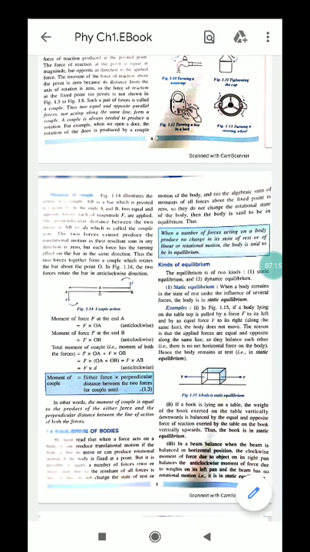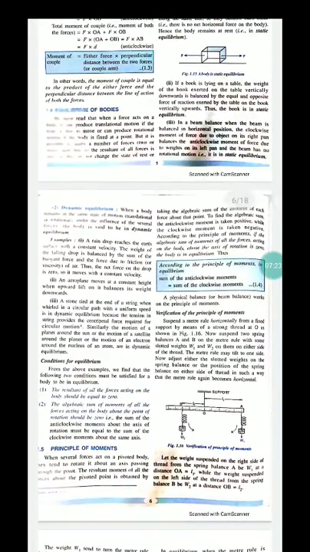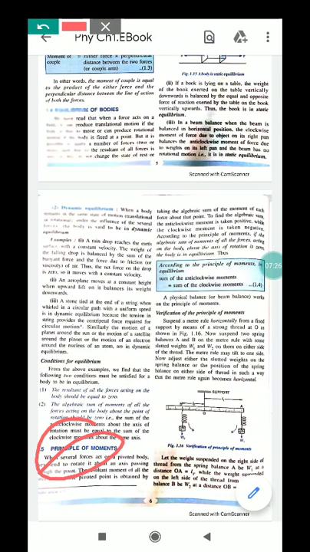Now we will move to the principle of moments. According to the principle of moments, if the algebraic sum of moments of all the forces acting on the body about the axis of rotation is 0, the body is in equilibrium. That is, the sum of the anti-clockwise moments equals the sum of the clockwise moments.